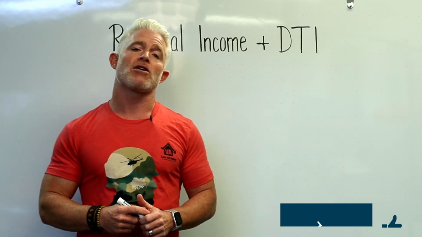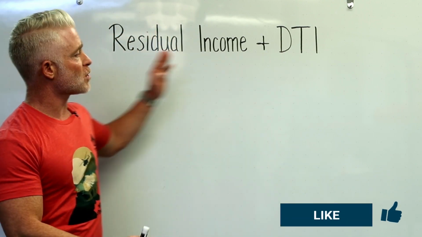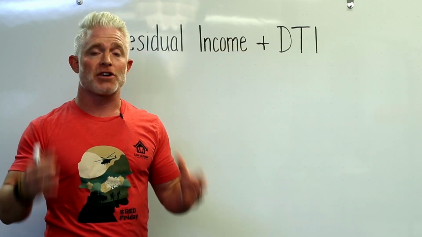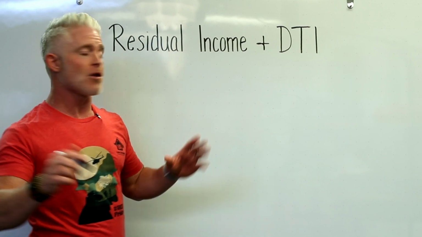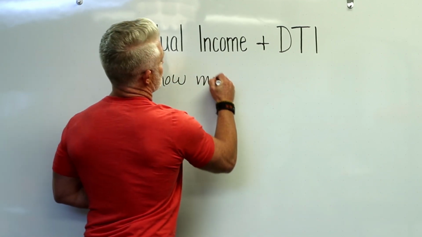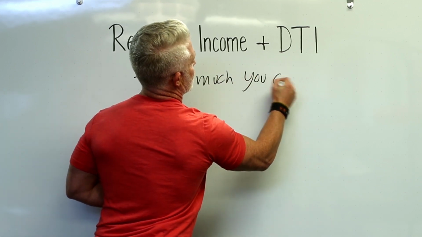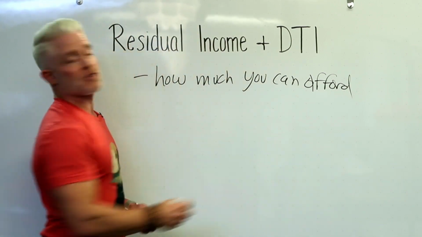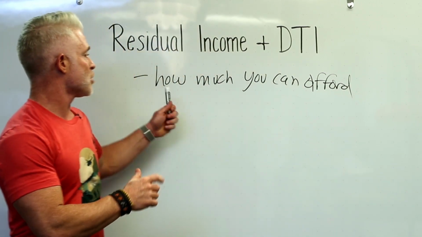Today we're going to talk about two really important things, residual income and DTI, or debt to income ratio. And they're different. We're also going to talk about what they are. First of all, what are they? Well, it helps you figure out how much you can afford. We want you to figure out how much you can afford, and these are two different ways to do it.